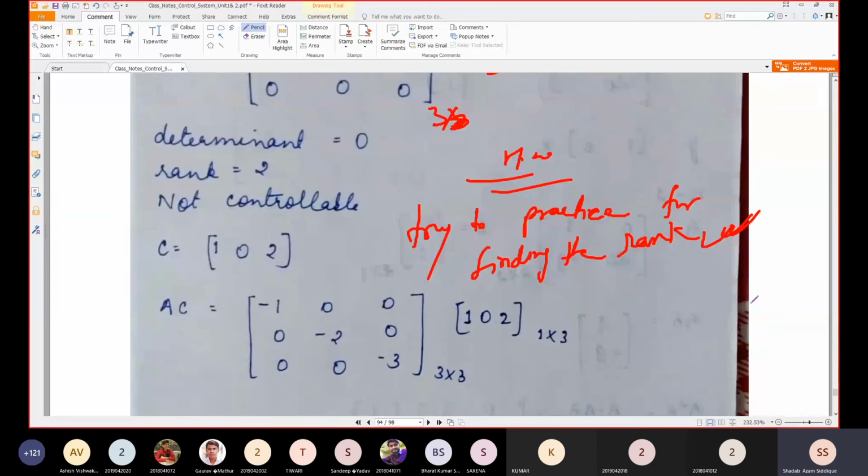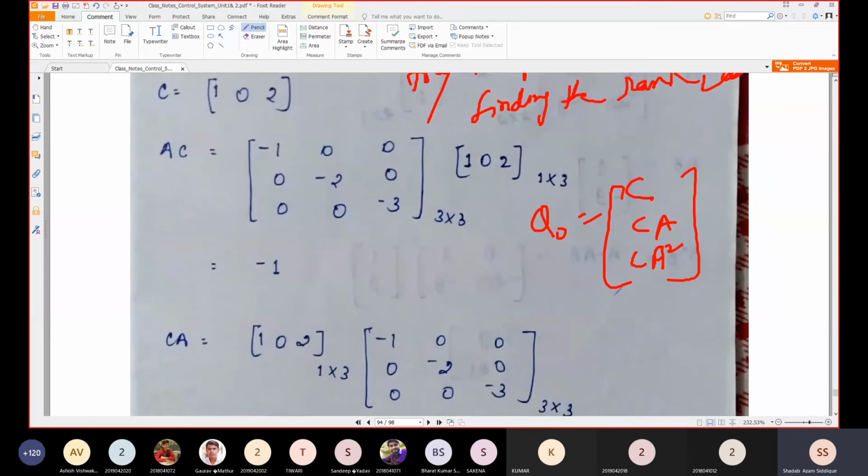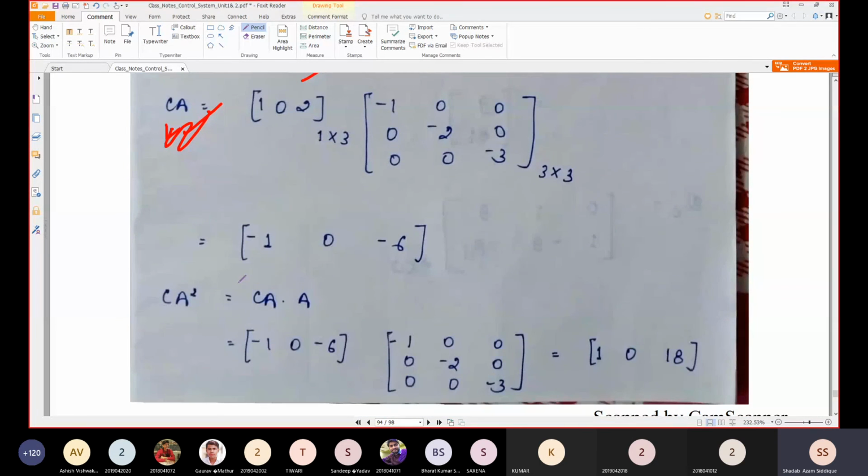Okay, I'll go very quickly with observability. What was the observability formula? QO is equal to C, CA, CA square. I'll try to take AC. Okay, AC is found, no worries. A student found AC, and I found CA. So CA, you find CA square by just multiplying CA with A.